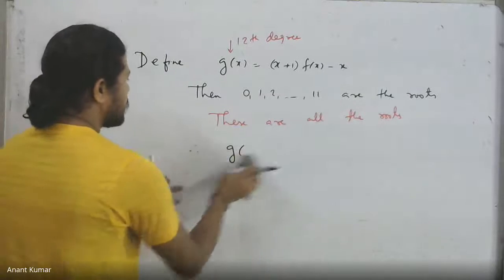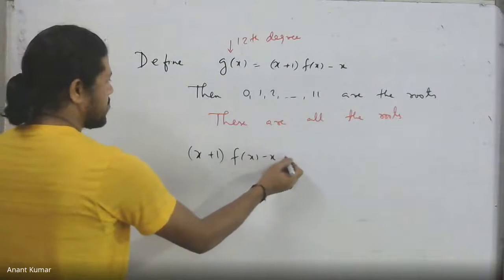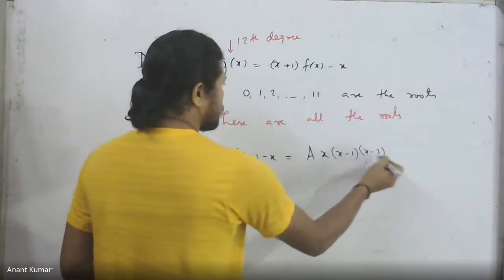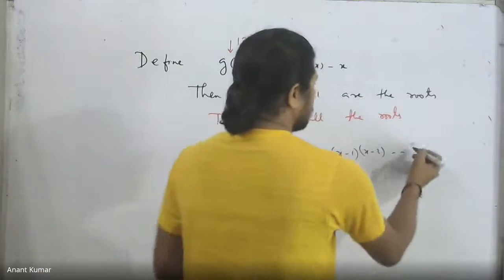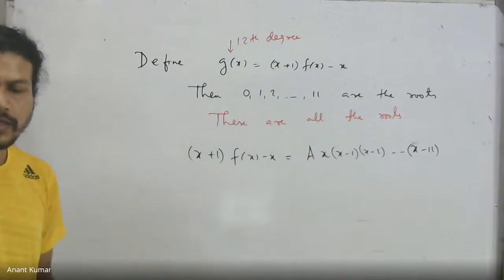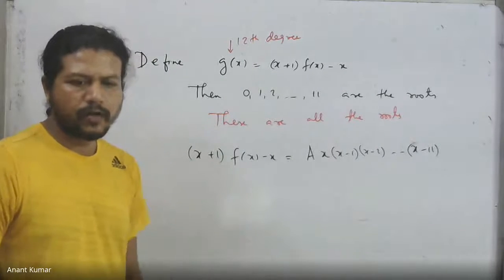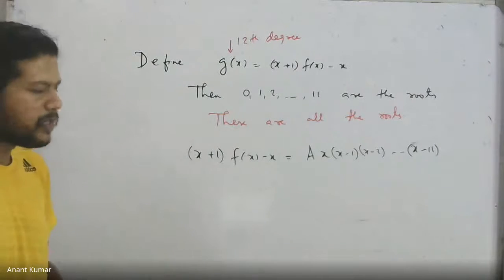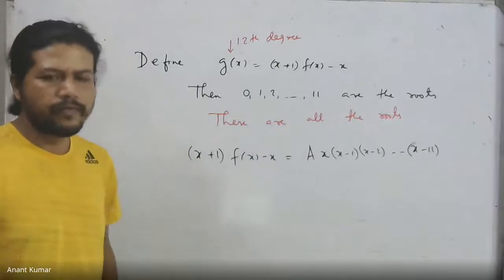Therefore, we can factorize g(x), which is the same thing as (x+1)(f(x) - x), as a into (x-1)(x-2) till (x-11). I was able to factorize this because I know all the roots. I have multiplied with an unknown constant a because I don't know the leading coefficient, which I need to figure out. Apart from this a, I know all the 12 roots of this polynomial, and that is why we have factorized it. If you know the roots of a polynomial, you can factorize it.